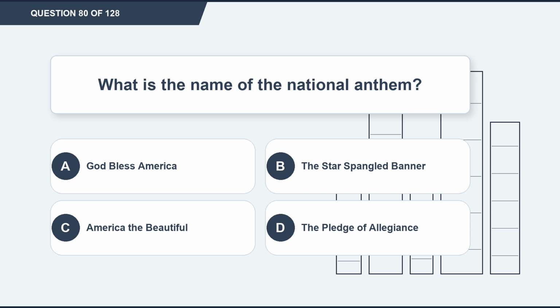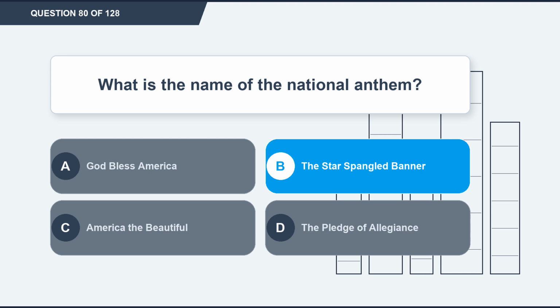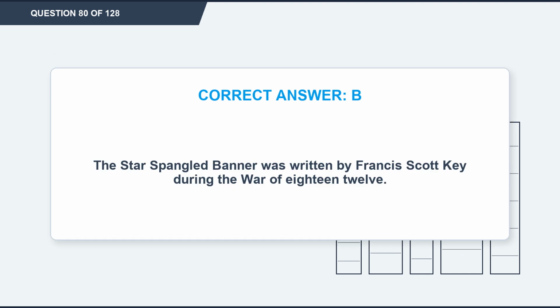Question 80. What is the name of the national anthem? Option A, God Bless America. Option B, the Star-Spangled Banner. Option C, America the Beautiful. Option D, the Pledge of Allegiance. The correct answer is option B, the Star-Spangled Banner. Explanation. The Star-Spangled Banner was written by Francis Scott Key during the War of 1812.